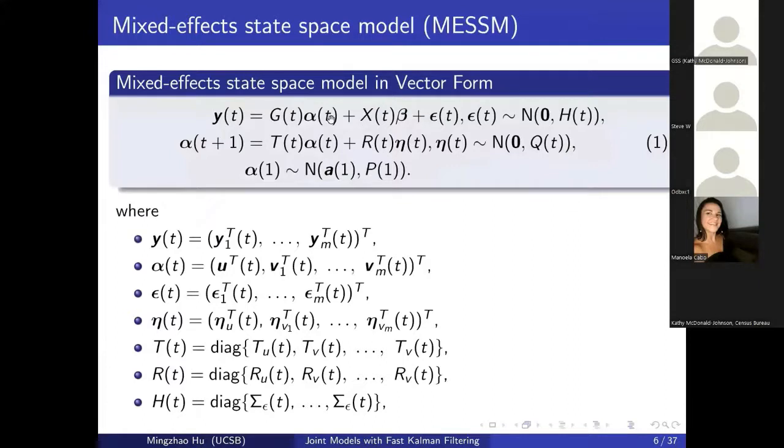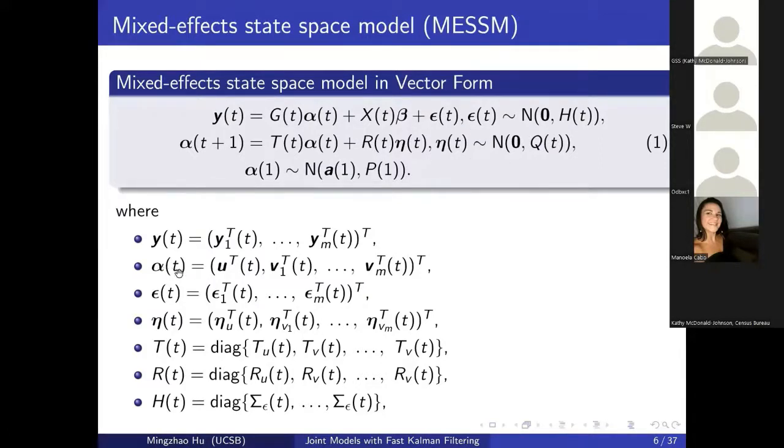The next slide is on our main model, which is the mixed effect state space model. We are showing it in its vector form, where the first equation, known as the observation equation, connects the observation vector y, which is a stacked vector for the observation of each individual for individual 1 to m, to the latent state vector alpha, which is used to model the underlying biological process, which is unobserved and reflects the true health condition of the patient. And in the second equation, known as the state equation, we have alpha t plus 1 evolving based on alpha t, and this is assumed to follow a Gaussian distribution.